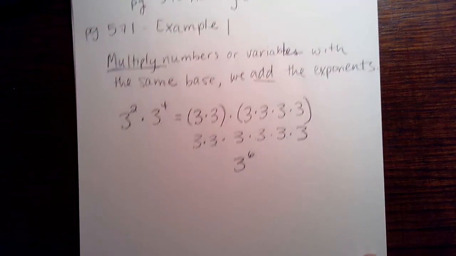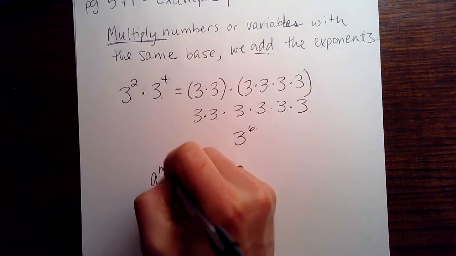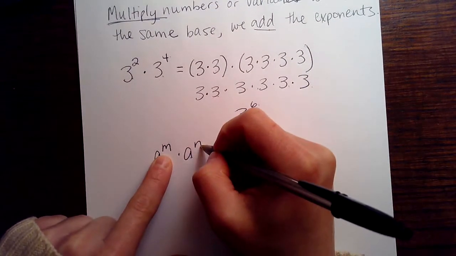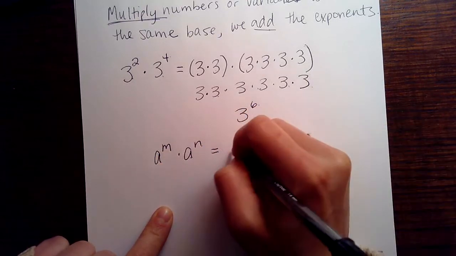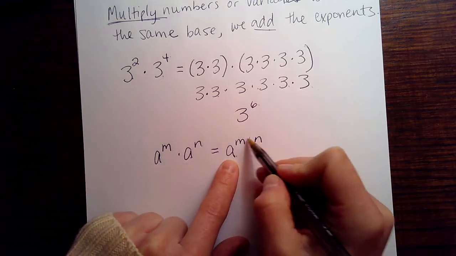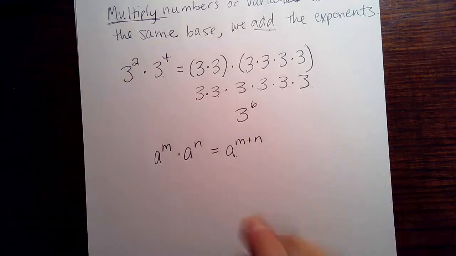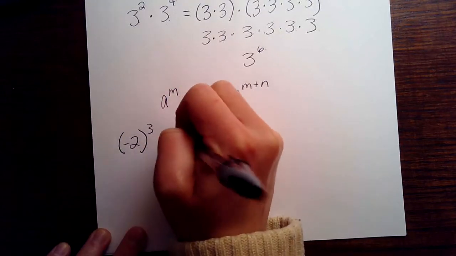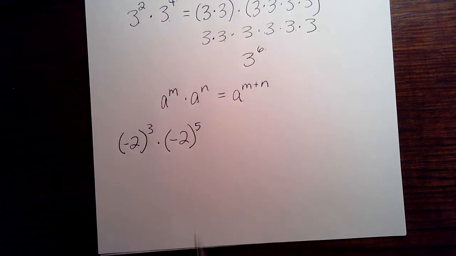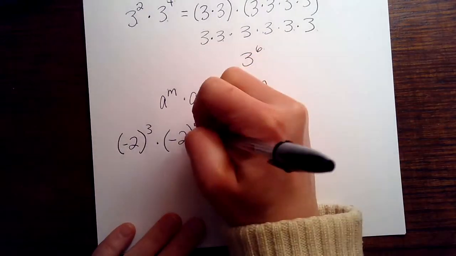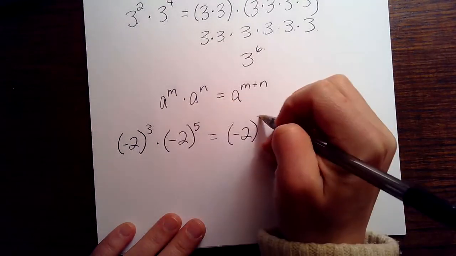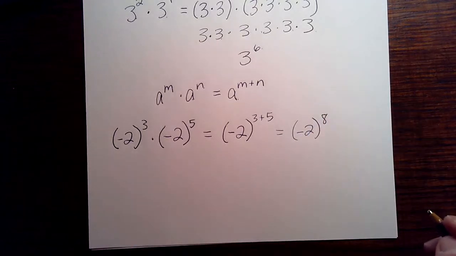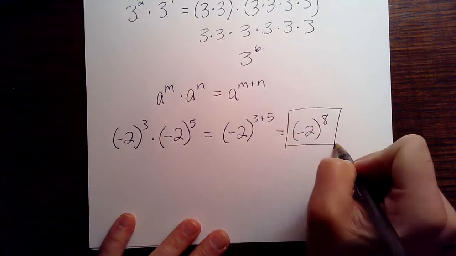The same is true when we have variables. The general case is a to the m times a to the n power: the same base multiplied together with two different exponents is the same base, and I add the exponents. So our example 1 has -2 as a base: -2 to the third power times -2 to the fifth power. Now I could rewrite this as -2 times itself 3 times and -2 times itself 5 times, but I know that this is the same as -2 to the 3 plus 5 power. 3 plus 5 is 8. If I am simplifying the exponents, then I'm done.